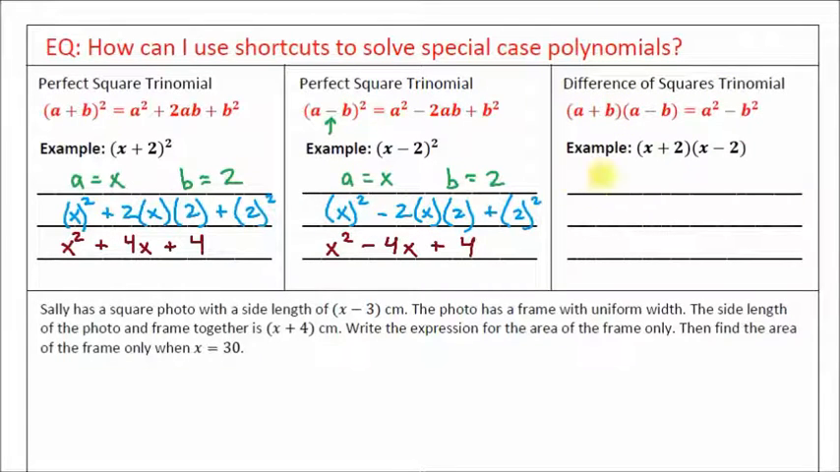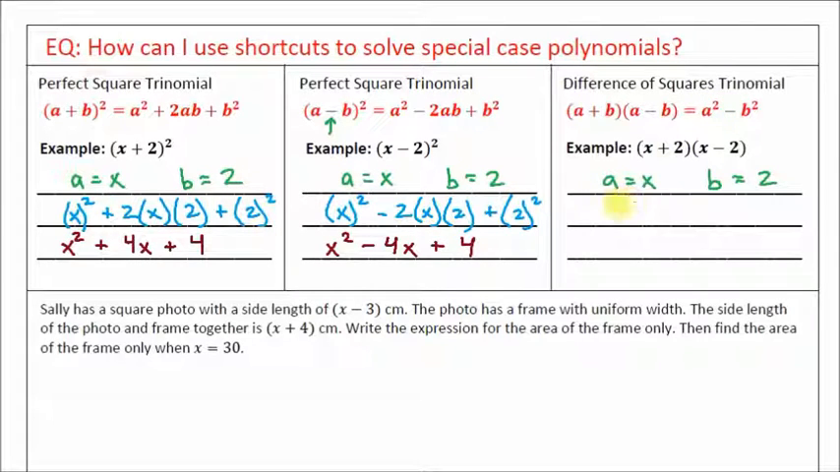Same kind of setup. You just identify what a is. A here is also x. Notice b here, you're ignoring the sign. B is just this term without the sign. That's 2 here, and that's 2 here. So b is equal to 2. Our solution, let's look at our pattern.